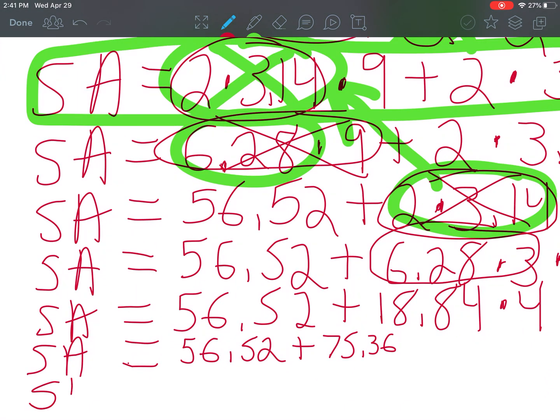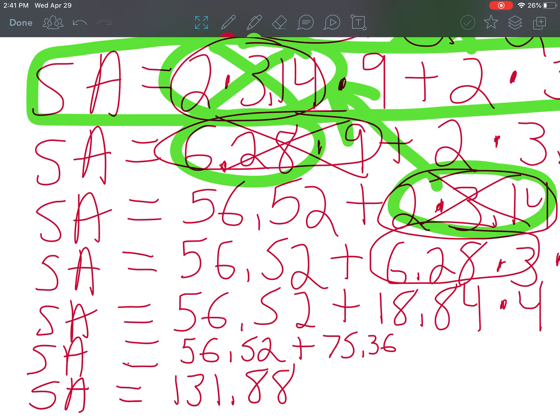Okay, so then we put surface area down here. Now we're to an addition problem. So on our PEMDAS, remember we eventually, after multiplication is division, then after that is addition. So we have to do our adding. So we take our 56 and 52 hundredths, and we add our 75 and 36 hundredths, and that gives us a total of 131 and 88 hundredths.